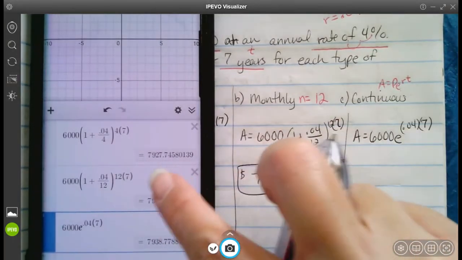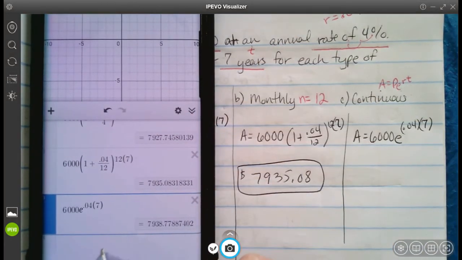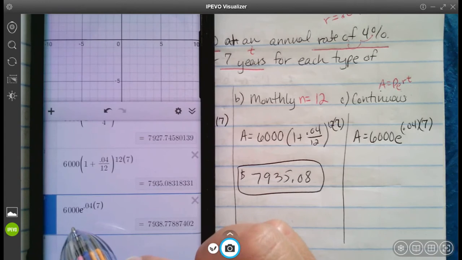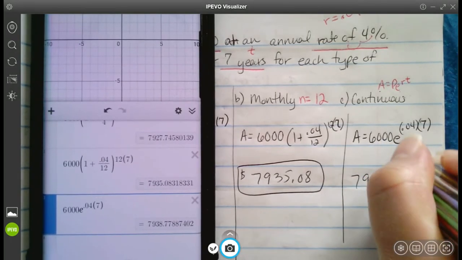And the last one, the continuous one, if you're going to use Desmos for the e, you want to use your letters because the e is not really in there. I kind of had to look for it. Just type in e and it should come out. This one is 7,938.78.